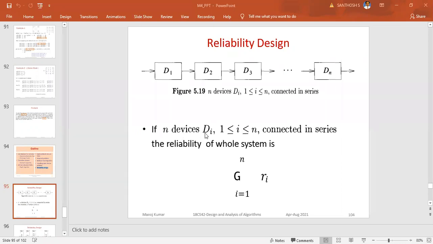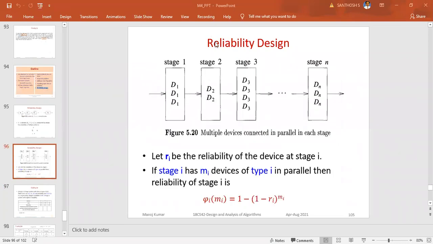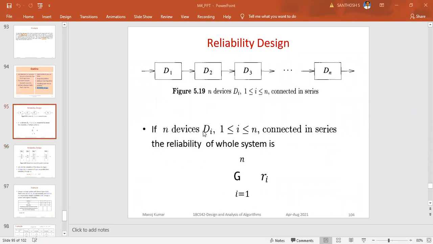If n devices Di are connected in series, then the reliability of the whole system is given as the product of Ri, for i equals 1 to n. Here Ri is the reliability of device i. So this is the reliability design: for the entire n devices, the reliability is the product of Ri for i equals 1 to n.